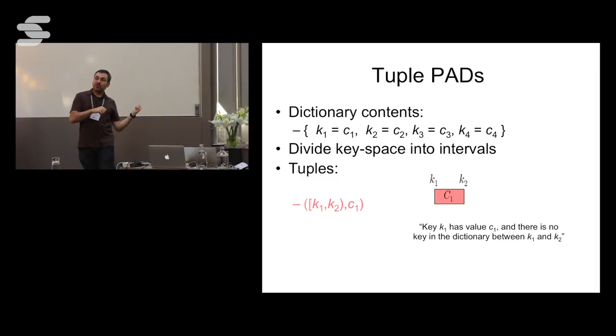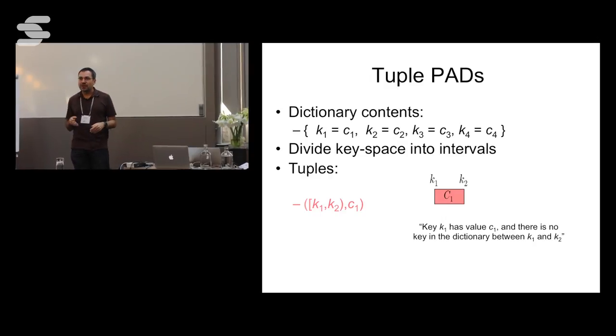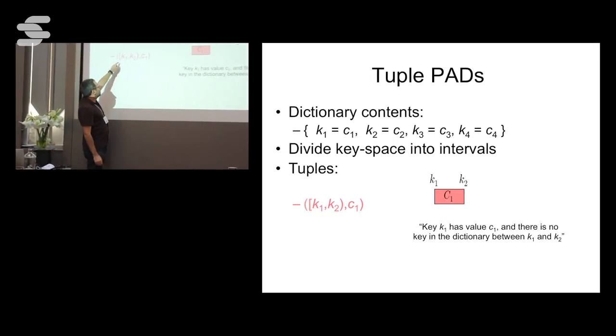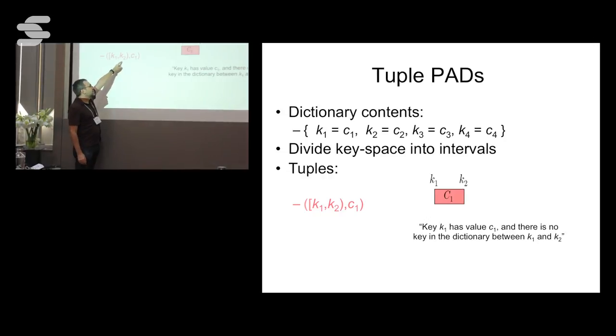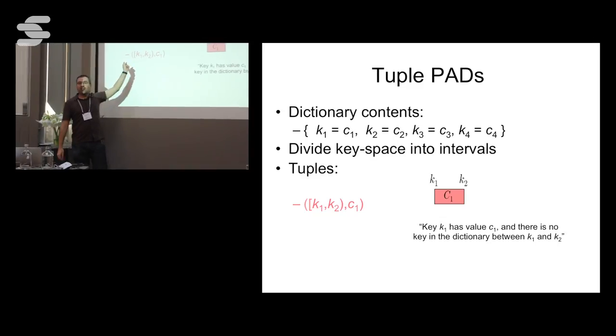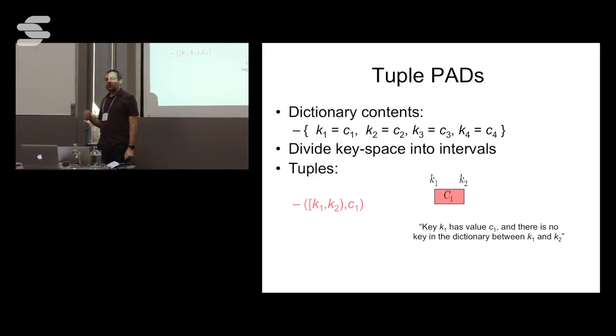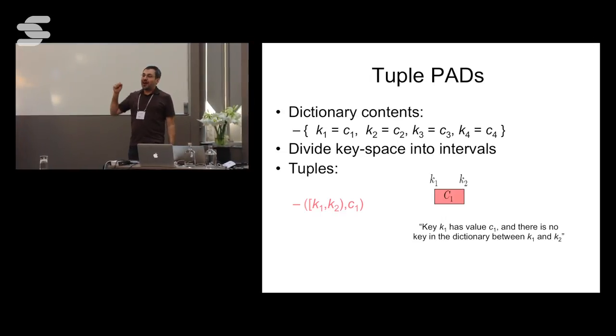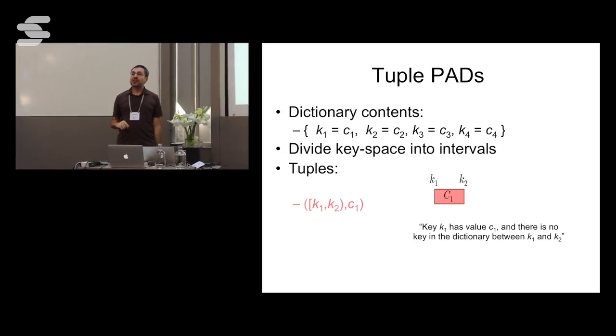In the tree universe, I would get a logarithmic trace down to the root that would give me a key less than and a key greater than. And that logarithmic trace would prove to me the absence of the key. Here, if I can get a statement of this form, an interval that starts at key 1 and goes up to key 2 exclusive, this thing all by itself, if it were digitally signed, would not only prove to me that the value of K1 is C1, it would prove to me the absence of any keys between K1 and K2, all with a single signed statement.